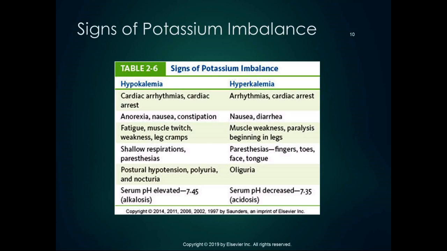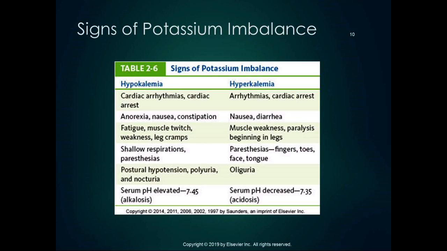Hyper tends to cause diarrhea, and hypo tends to cause constipation, so they're opposite. And anorexia is the no appetite, so hypokalemia can cause you to lose your appetite. It also affects muscle. Hypo can cause fatigue and muscle twitch and weakness and leg cramps, and hyperkalemia can cause muscle weakness and paralysis. That's huge, right? Just because your electrolytes are out of whack.